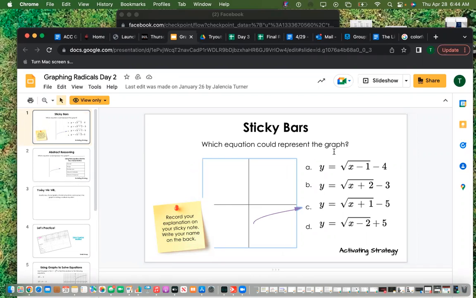I want you to think about it. Which one could represent the graph? If I look at this one, this point right here is probably positive and then negative. So we know that it's going to be negative over here, so we can go ahead and eliminate this one.